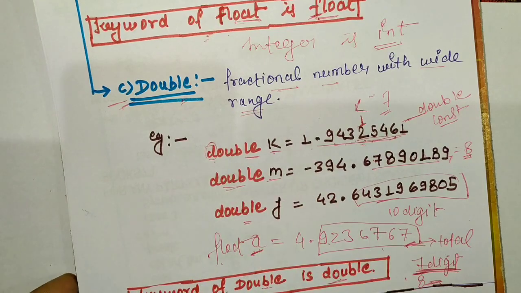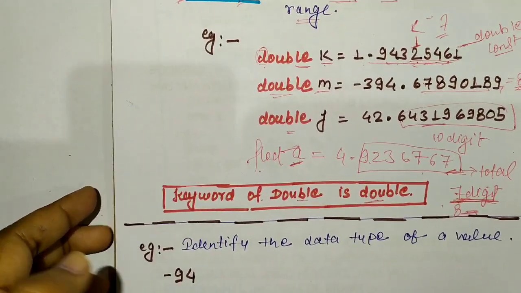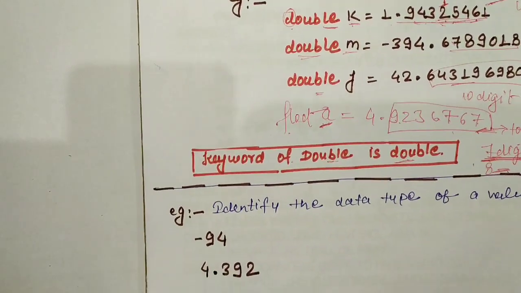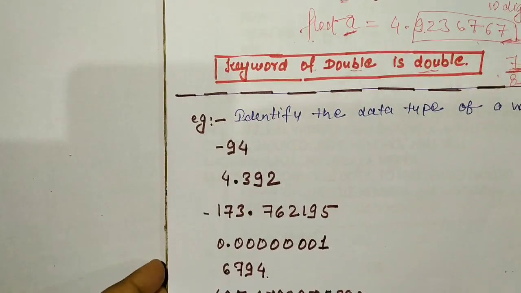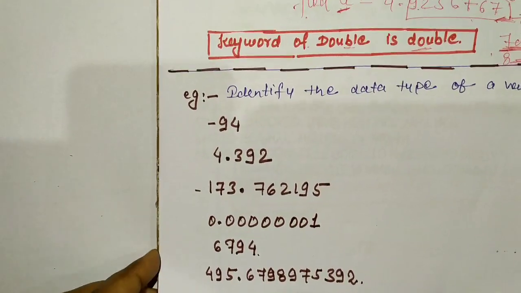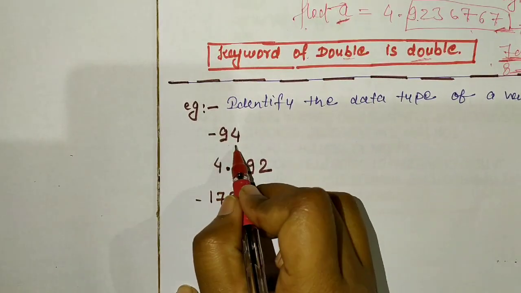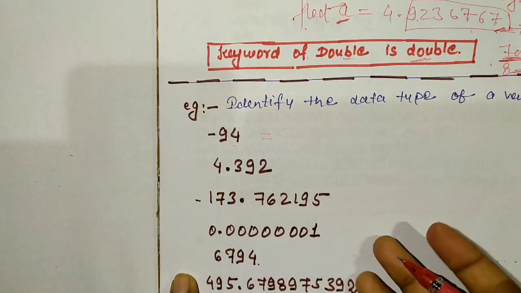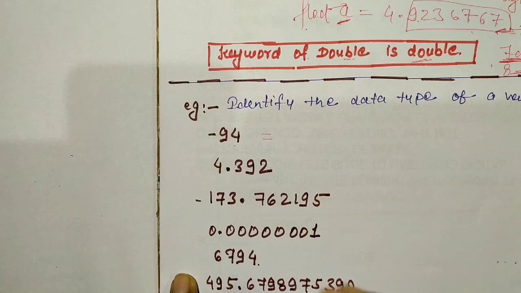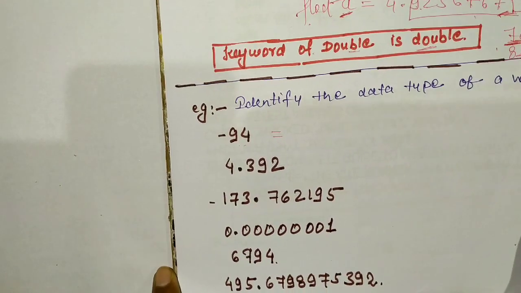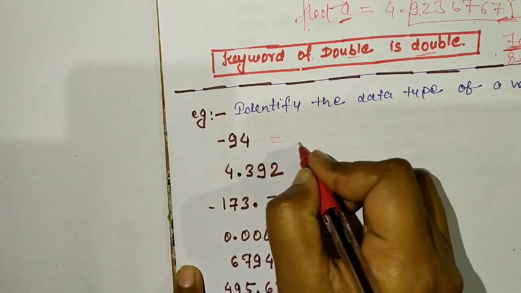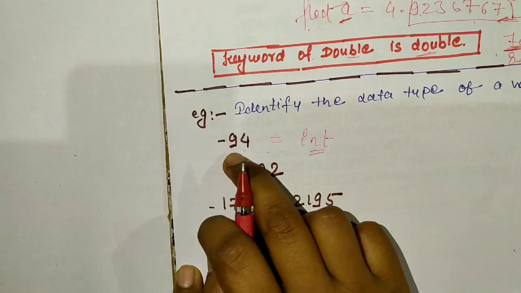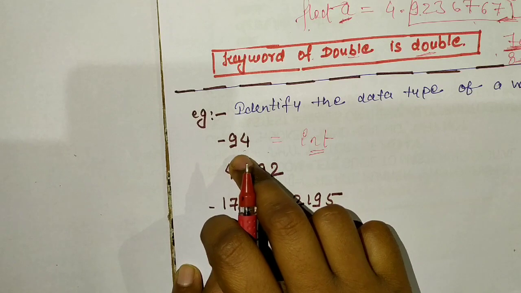So next, one exercise question: identify the data type of values related only to the primitive numeric types. Here the example is minus 94. What is the data type of this value? This is an exercise question for you, but now I am discussing it also. Minus 94 is an integer value because it does not contain any point value.